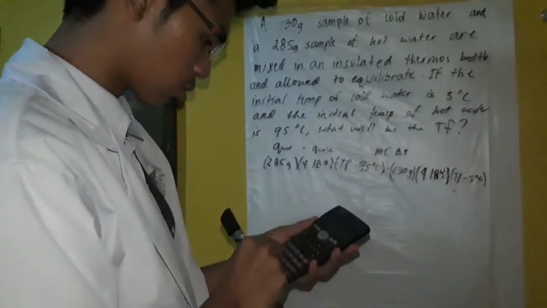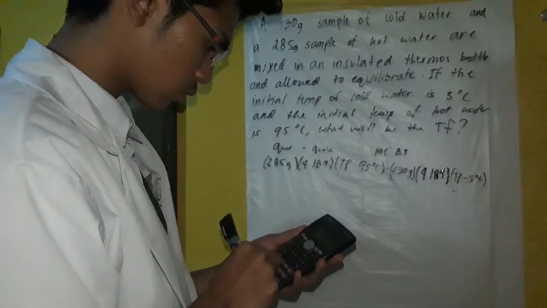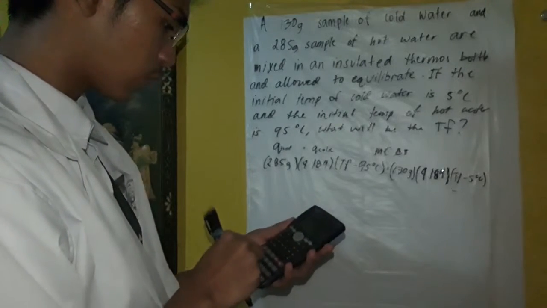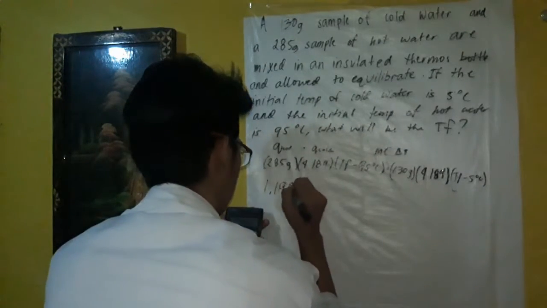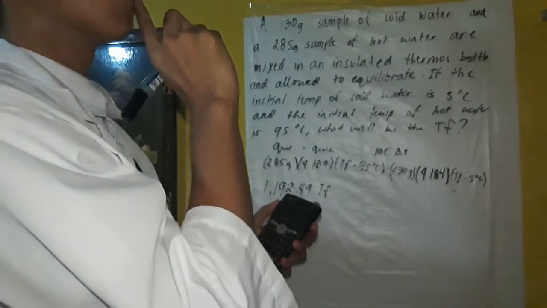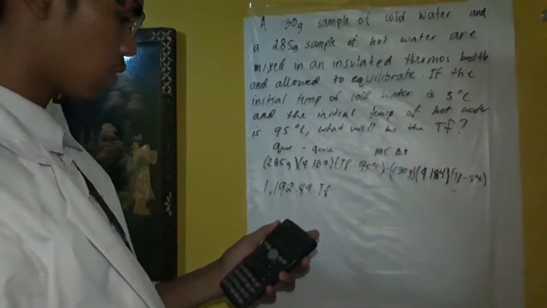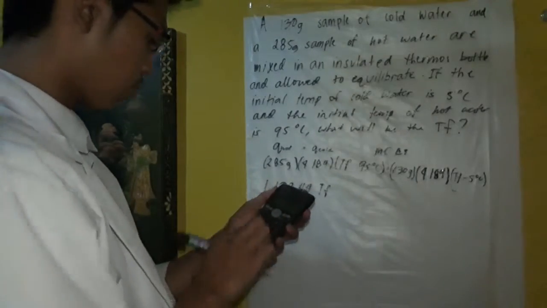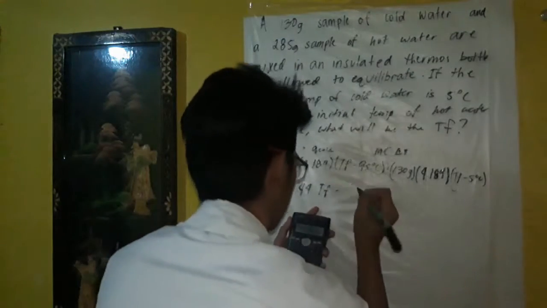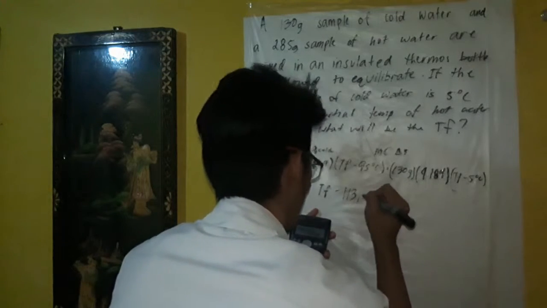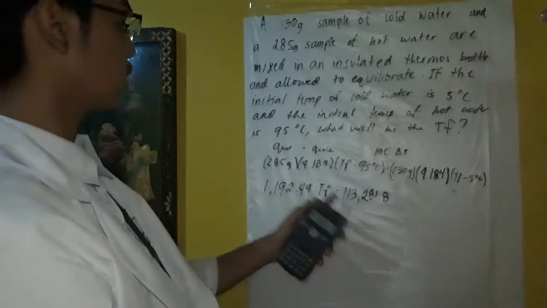Now we will multiply these two. 285 times 4.184 is equal to 1,192.44 TF, and we multiply this by negative 95, so it is equal to negative 113,281.8. So that's the Q of hot.